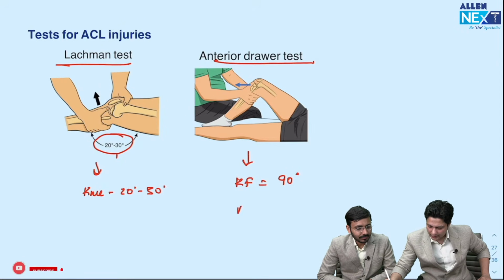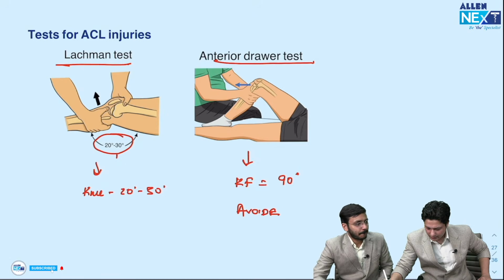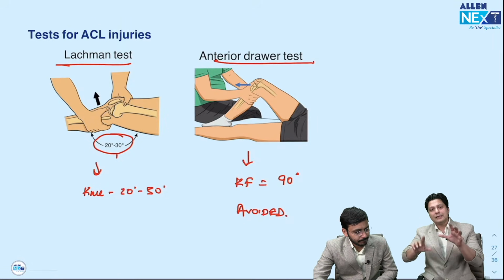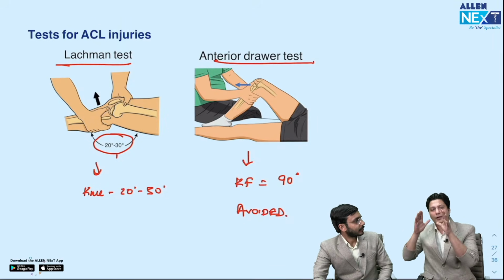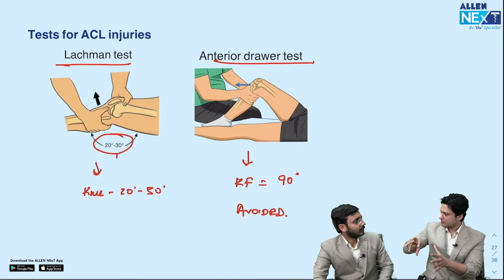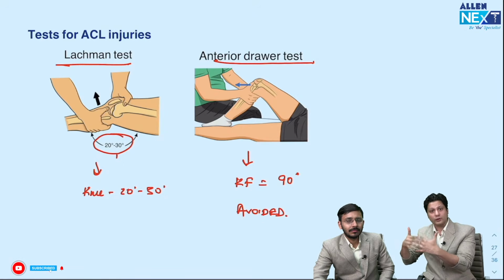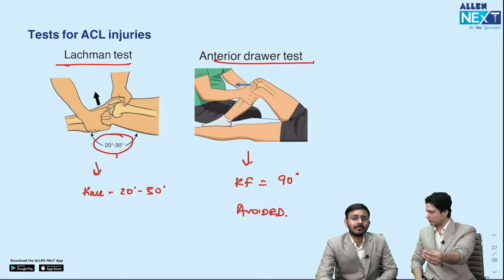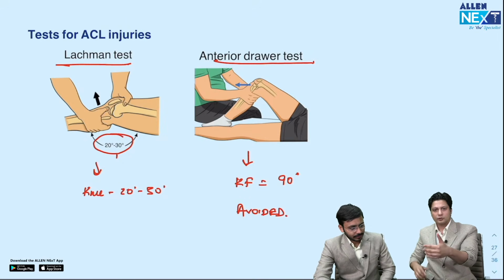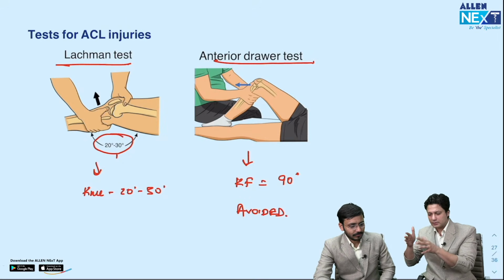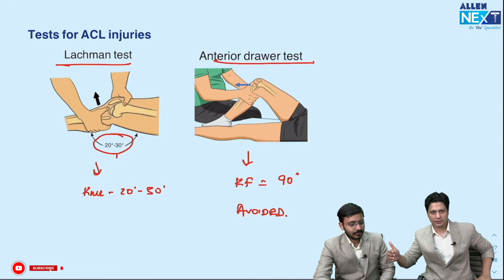Now, why is this avoided in acute injuries? Because by flexing the knee joint to 90 degrees, you are further compromising the knee joint space. And because there is already too much collection of blood inside the knee joint, like hemarthrosis, the condition would be extremely painful for the patient. So in favor of the patient, this test is avoided in acute injuries.